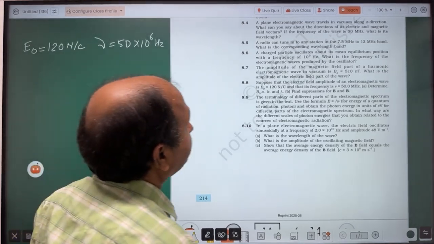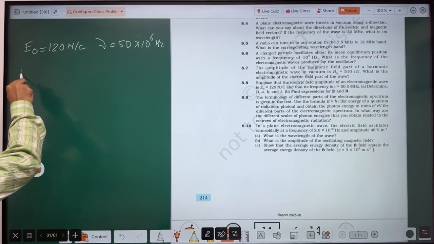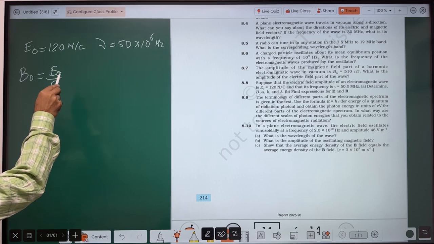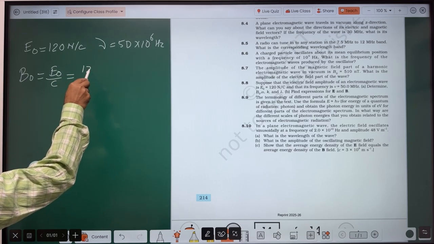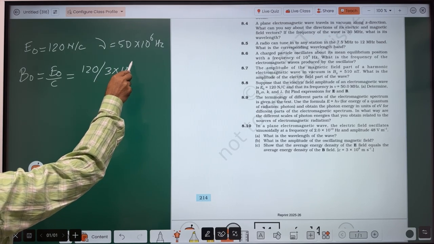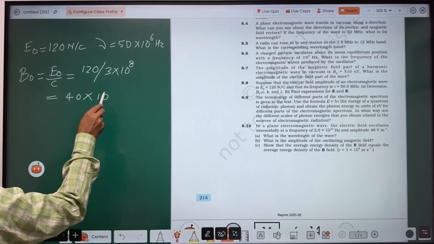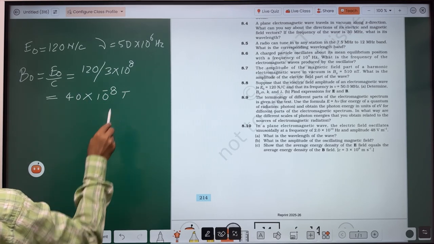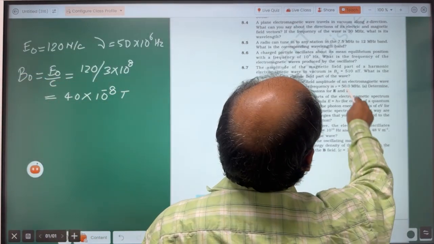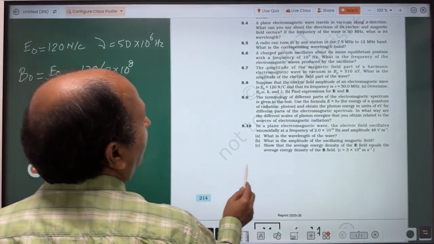So now, determine B0. I told you the formula. B0 is E0 divided by C, that is 120 divided by 3 into 10 to the power 8. We can evaluate it: 40 into 10 to the power minus 8 Tesla, right? Then we need omega.